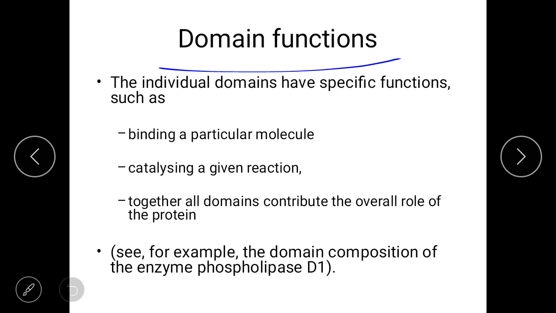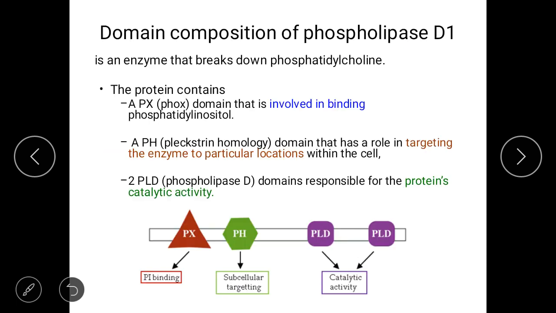So domains function, they have a role in binding a particular molecule, they play a role in catalyzing a given reaction. Together, all domains contribute to the overall role of the protein. So in a single protein there are multiple domains present which contribute to the overall role of the protein. In the next example we will see the domain composition of the enzyme phospholipase D1 and its role.